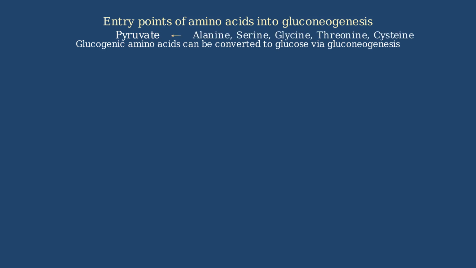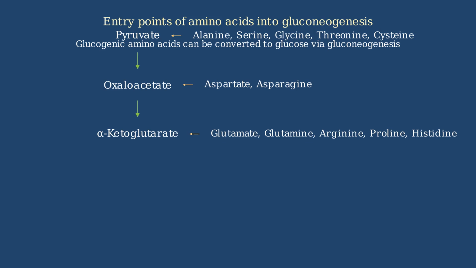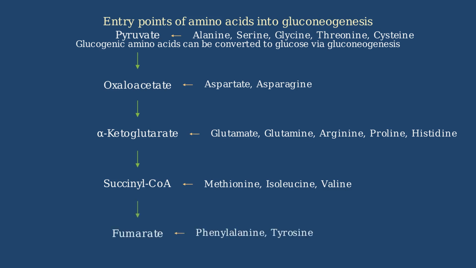Amino acids like alanine, serine, glycine, threonine, and cysteine are converted to pyruvate. Aspartate and asparagine are converted directly to oxaloacetate. Glutamate, glutamine, arginine, proline, and histidine form alpha-ketoglutarate. Methionine, isoleucine, and valine are converted to succinyl-CoA. Phenylalanine and tyrosine enter as fumarate.